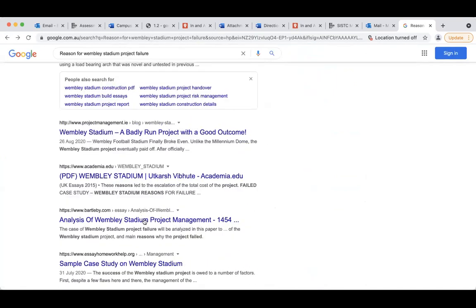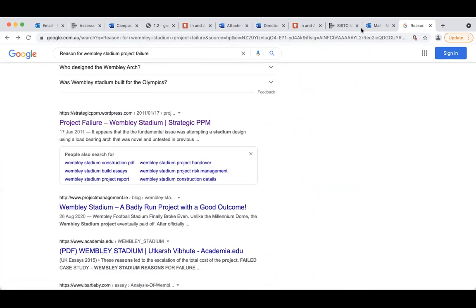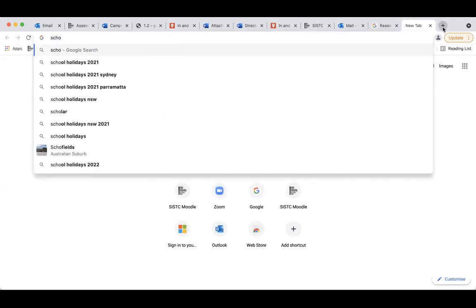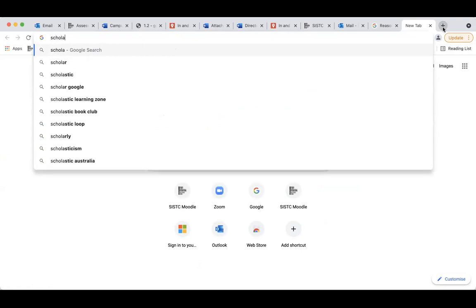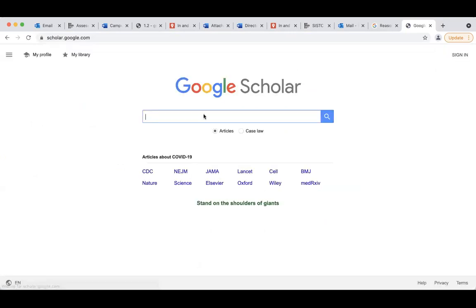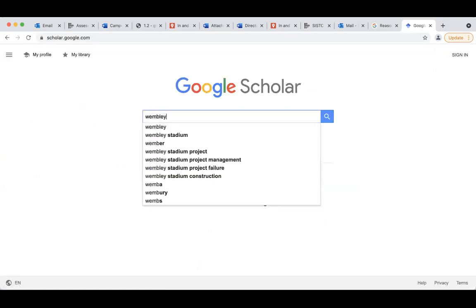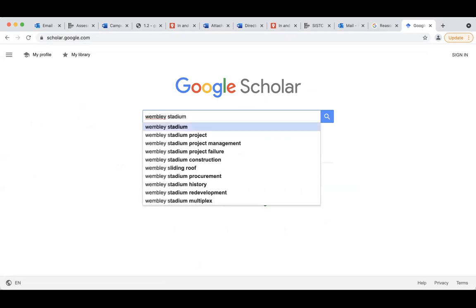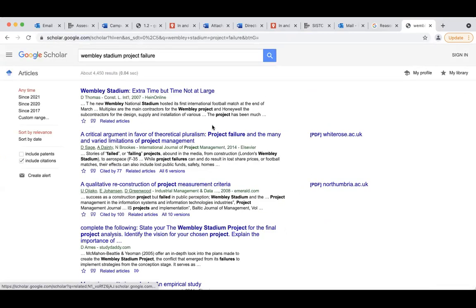So you need to do your research about this, but you can also try other places. If you want, you can try scholar.google.com. You might want to search Wembley Stadium or Wembley Stadium project failure. You can see extra time, but not a large amount. So these people talking about the project, what are they talking about? Let's have a look. This is specifically about Wembley Stadium.